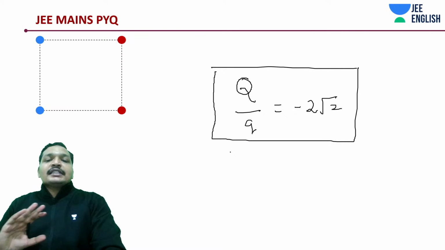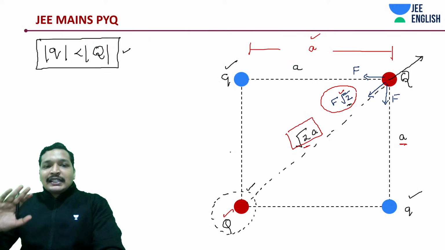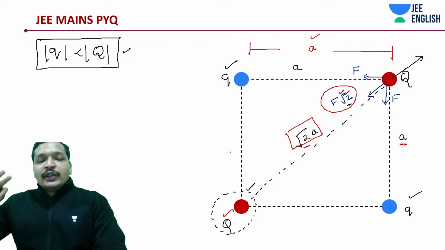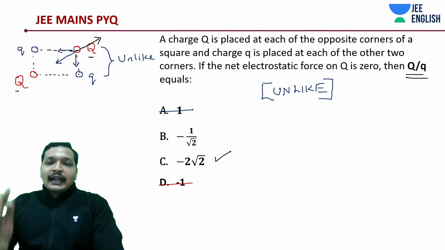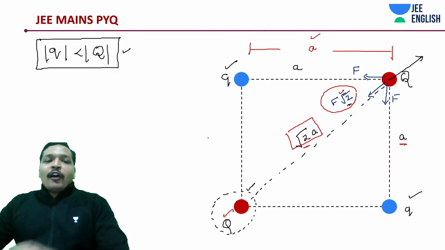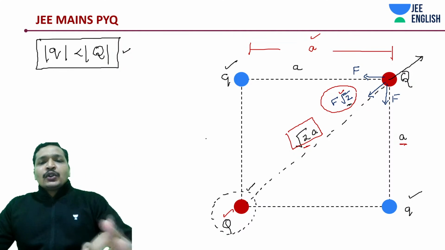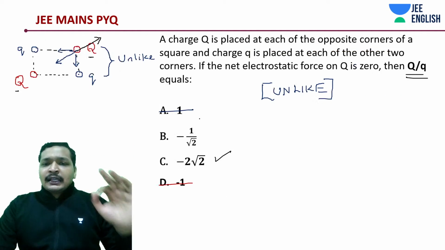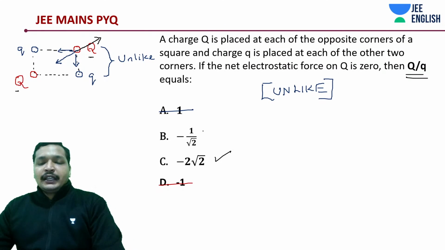But these are the ways, students, just try to understand this, that these are the ways you can simply calculate it and guess the answer. That's it. That's all you need to know. Unlike charges, magnitude of capital Q should be greater than that of small q. Simply in 2 steps, 2 small ways of thinking, you can guess the answer within few seconds.